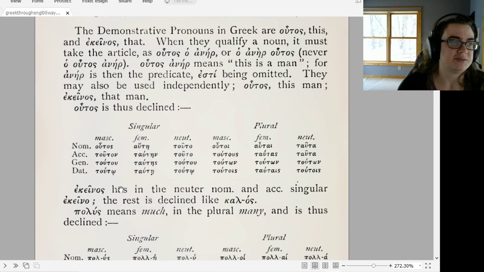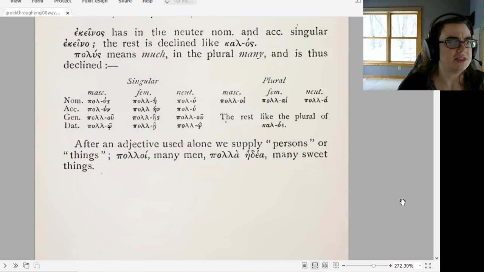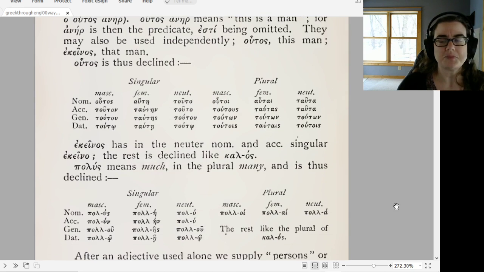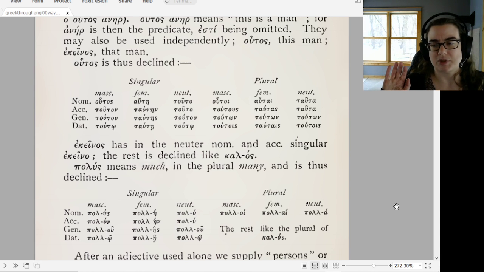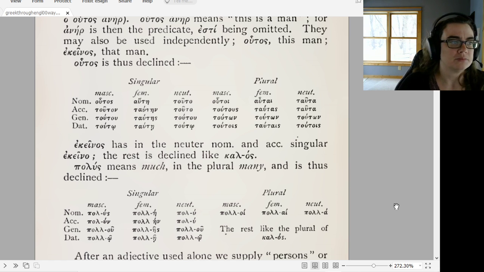Echenos, what about echenos? In the neuter nominative and accusative singular echeno, it's like tuto, and the rest is declined like kalos. So echenos, echene, echeno, it's a totally normal adjectival ending except for this neuter singular, where it just has the omicron instead of an omicron nu. But the beginning of the word doesn't do weird things. It's echen throughout, so we don't have to worry about it nearly as much.